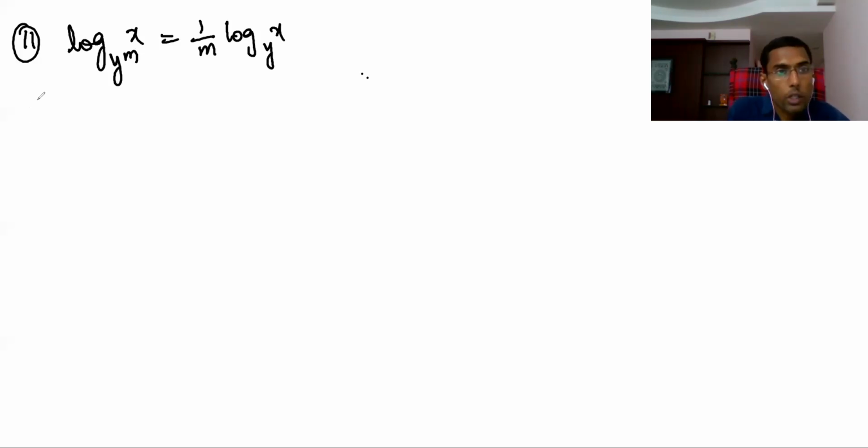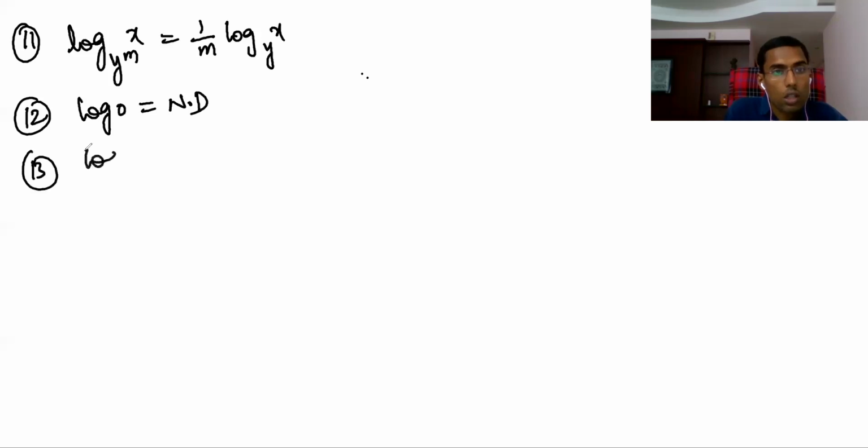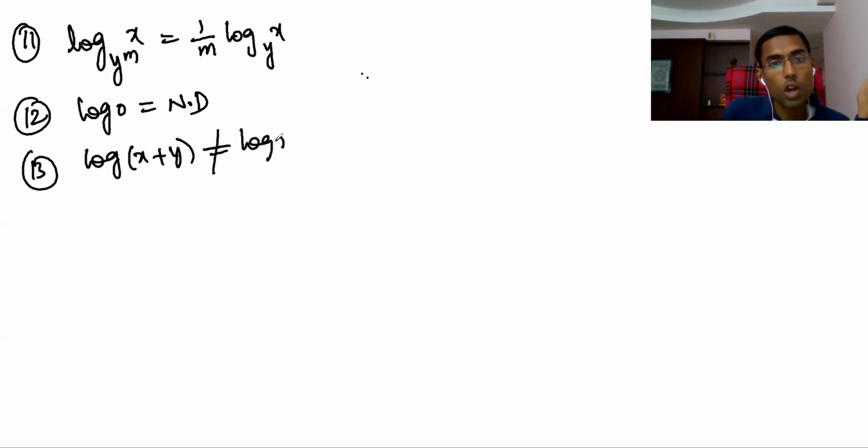One very important thing you need to understand is that log 0 is not defined. Understand that. 13. Here one thing is log of x plus y. What can you write for log of x plus y? You should not write log x plus log y. Many people will write like this. You should not write this. So be careful.